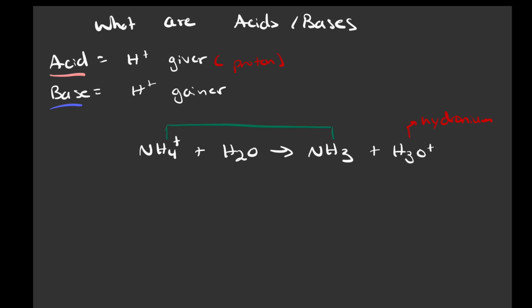How do we go from NH4 to NH3? We lost a proton, right? We lost hydrogen. Well, that means it has to be an acid, right? That's our definition of an acid. So this is an acid. We do the same idea here for water, and we can say that water gains that proton, right? It gains the hydrogen. So that means that this has to be our base.